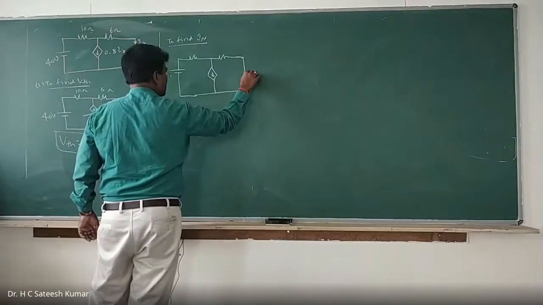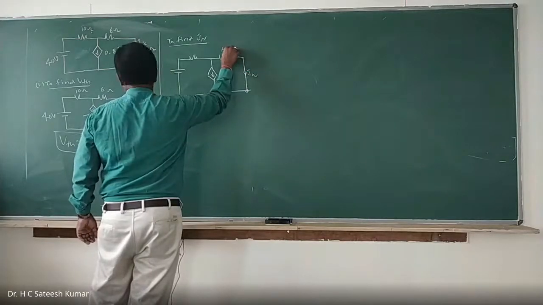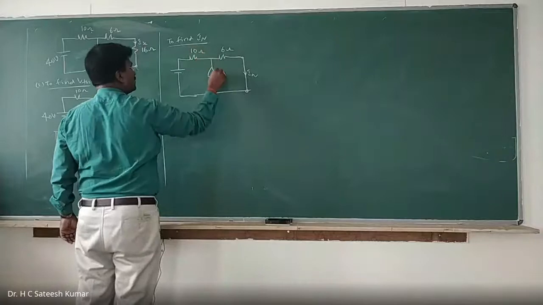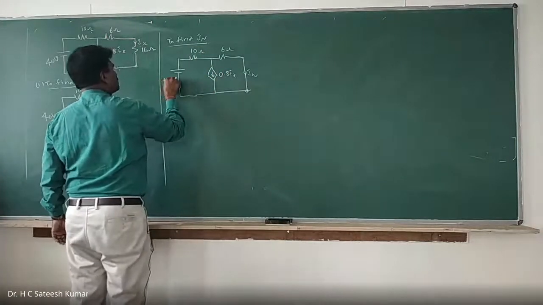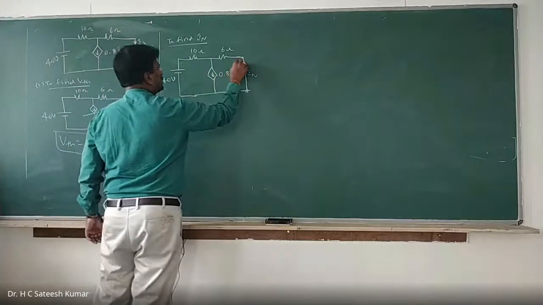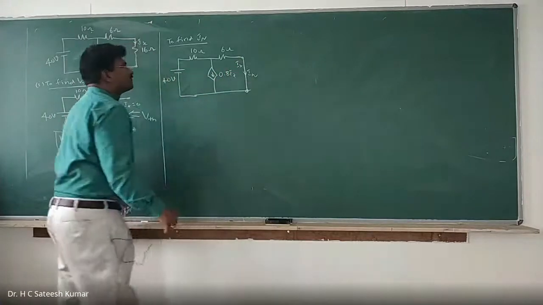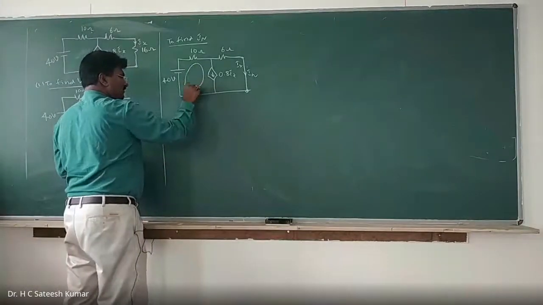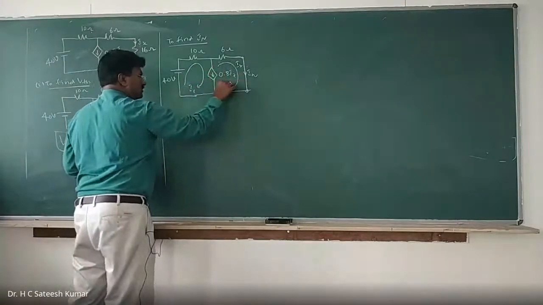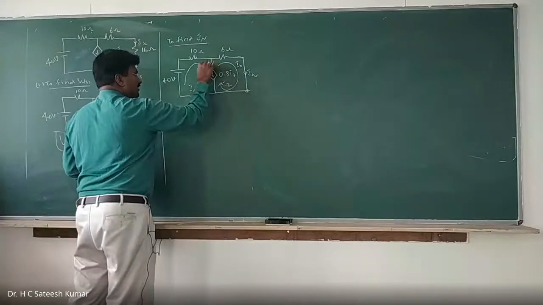This is your IN, 6 ohms, 10 ohms, 0.8 Ix, 40 volts, and now this is Ix. Okay, right. Now you apply the KVL. This is I1, this is I2, and this is I1 minus I2.